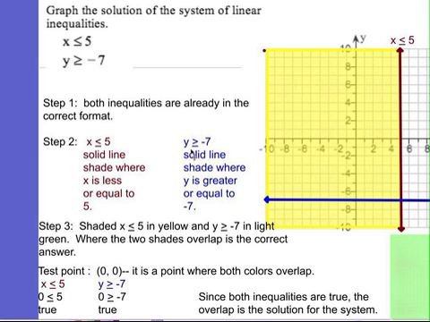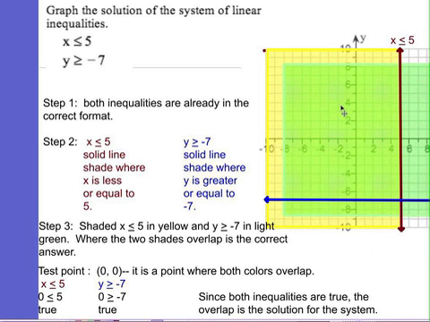Then we're going to graph our line y is greater than or equal to negative 7. Y is negative 7 here, so we draw a straight line through y equals negative 7. And we're looking for all the places where y is greater than negative 7. Well, all those numbers where y is greater than negative 7 are on top: negative 6, negative 4, 2, 6, 8, and so on. So we're going to shade in that area.